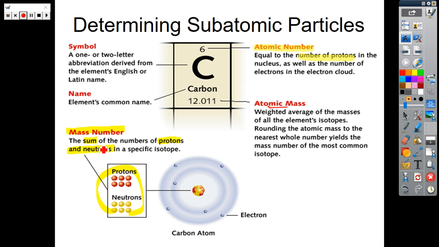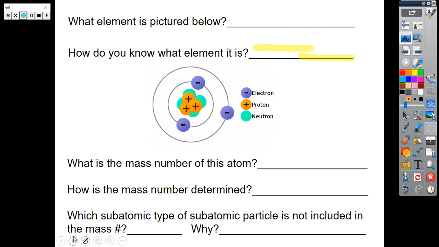Okay, now a lot of times the mass number of a particular atom will be close to the atomic mass, but not always. And so that's an important distinction. The mass number and the atomic mass are not exactly the same thing. We're going to be focusing more on the mass number and less on the atomic mass, at least for right now. Okay? All right.